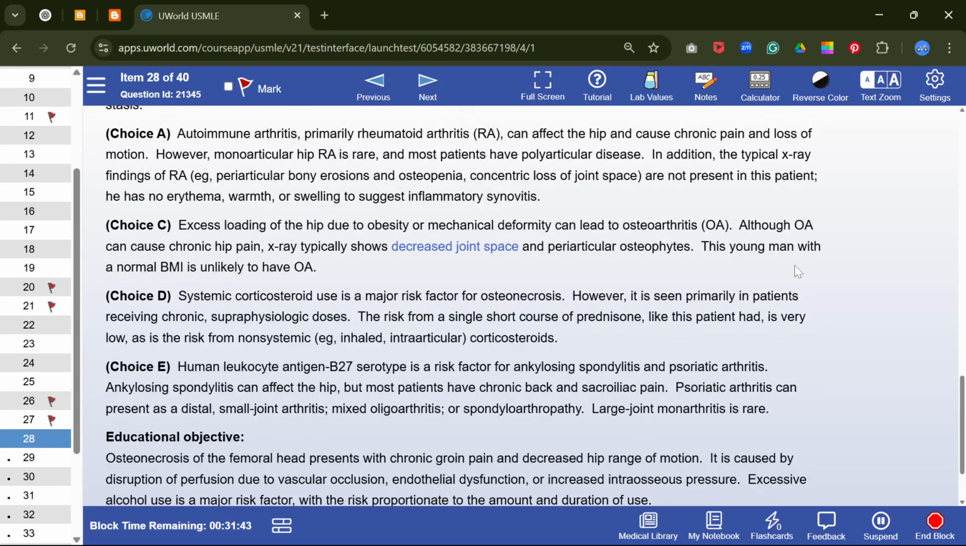Human leukocyte antigen B27 serotype is a risk factor for ankylosing spondylitis and psoriatic arthritis. AS can affect the hip, but most patients have chronic back pain and sacroiliac pain. Psoriatic arthritis can present as distal small joint arthritis, mixed oligoarthritis, and spondyloarthropathy. Large joint monoarthritis is rare.